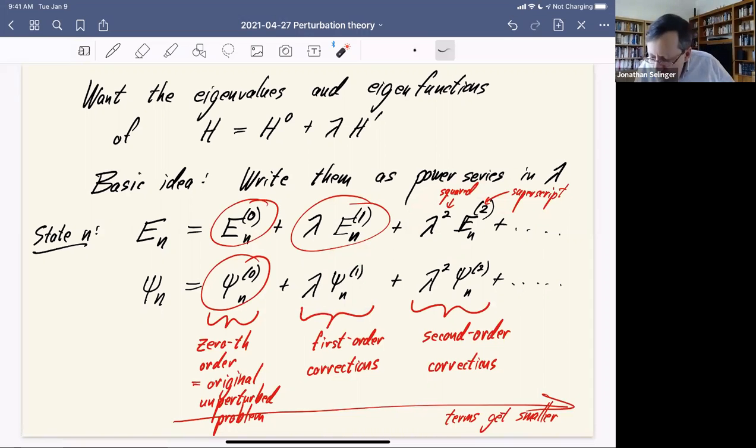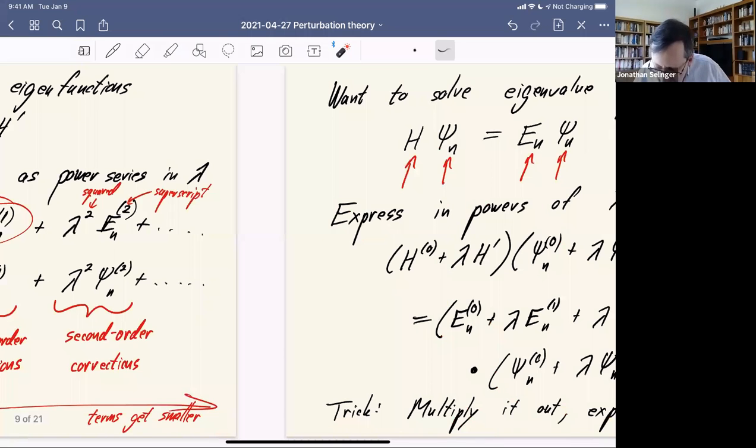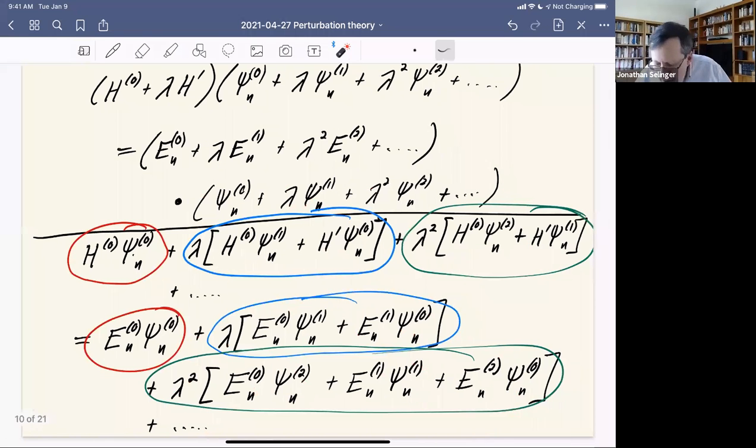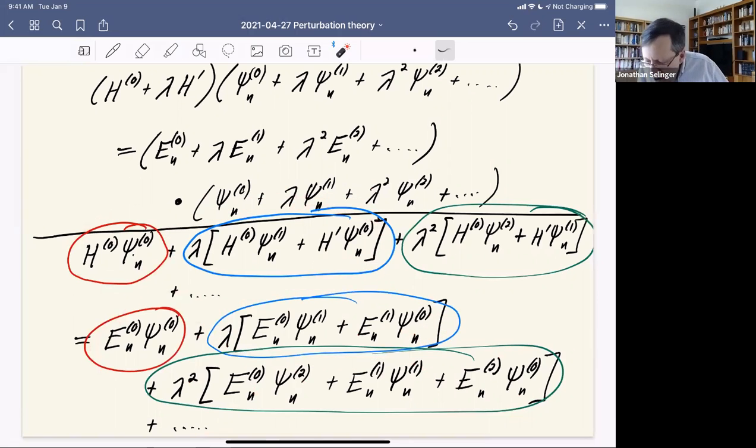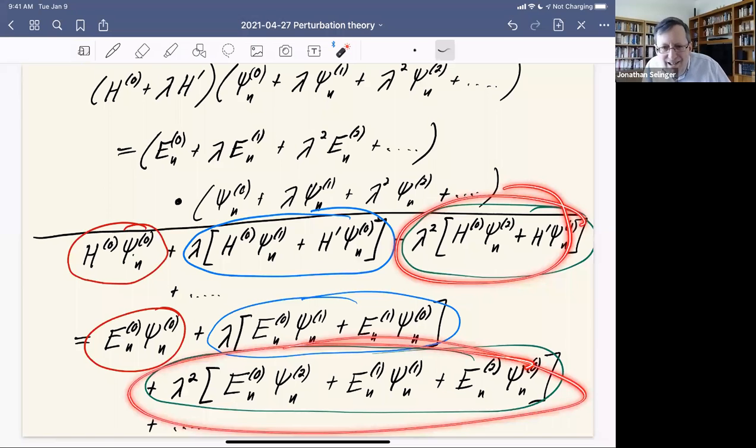Okay, so if we want to get the second order correction to the energy, how do we do it? Well, we want to come back to the set of equations that we are solving. You remember we have the time-independent Schrodinger equation, which now is written in powers of lambda. And we have already solved red equals red. We have already solved blue equals blue. What's left? Well, now we want to solve green equals green.